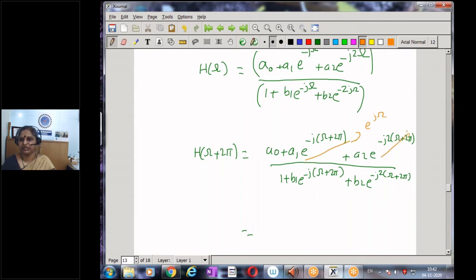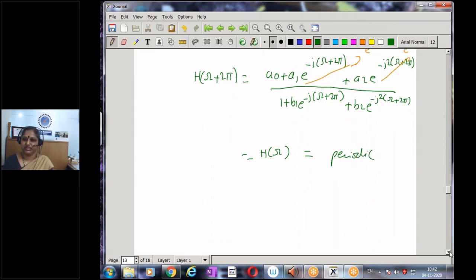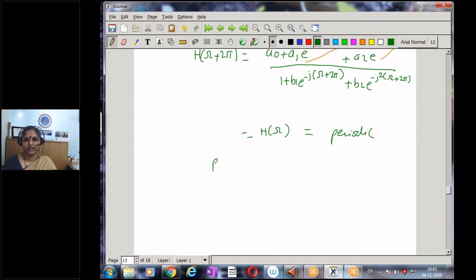Similarly, this is going to be the same as e to the power of minus 2j omega. And so I will get H of omega equal to H of omega plus 2 pi for all omega. So what's the most important observation? The frequency response is periodic. The frequency response of discrete time systems is periodic, and the period is 2 pi.